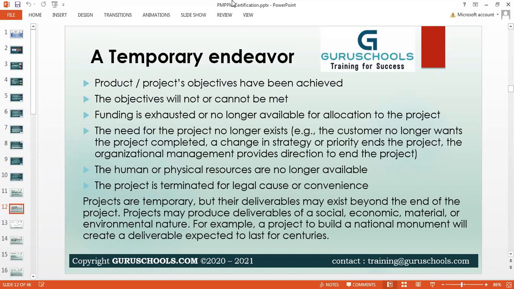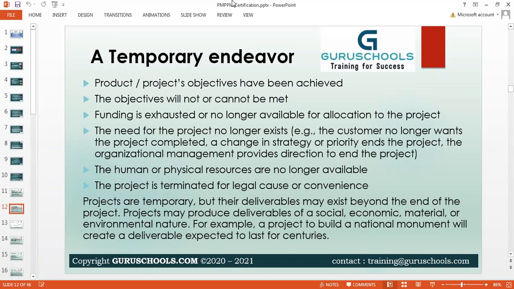The project completed, and a change in strategy or priority ends a project. The organizational management provides a direction to the end of the project. So the end of the project has to be defined and planned, and only then can you normally refer to it as a project. You can create a product, but if you have a unique plan for it and a unique end date for it, then you can call the production a project. The production of a car, if I'm making it at my home, is also a project.